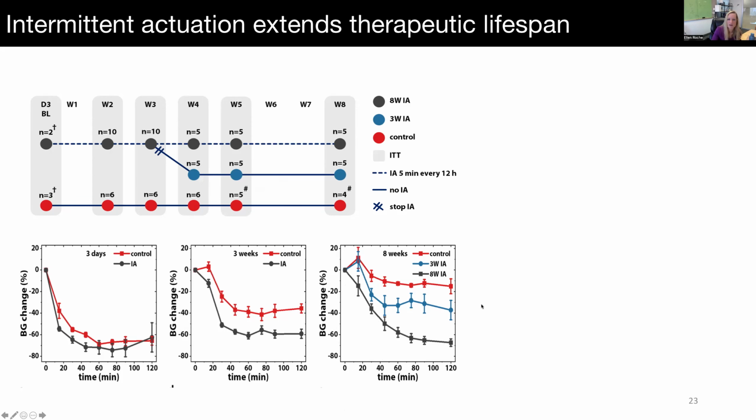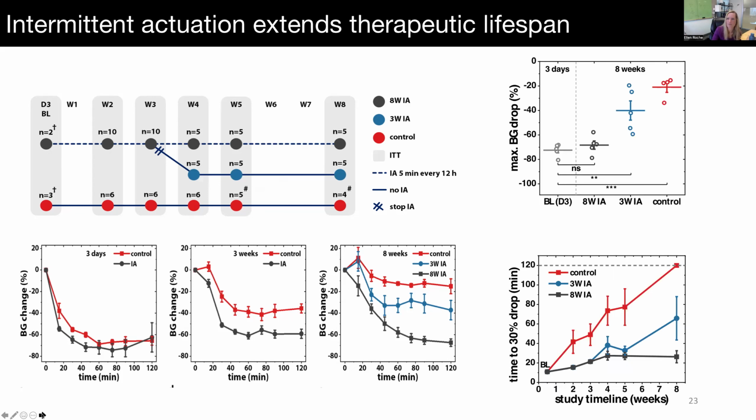So essentially what we're doing by using this intermittent actuation is extending the therapeutic lifespan of the device. So at 8 weeks with this actuation, we can get a similar blood glucose response to insulin as we do at 3 days. And this is shown here. So the baseline at day 3 is not significantly different from the max blood glucose drop from the 8-week actuation group. Meanwhile, the group that was actuated for 3 weeks and stopped has a much lower response, and the control group has a very low response.